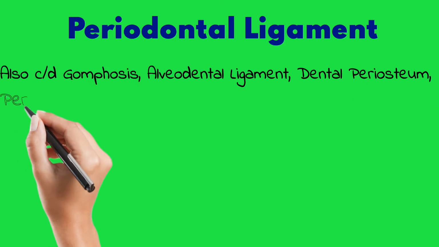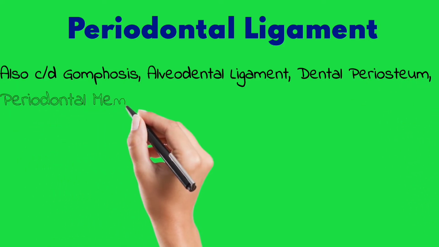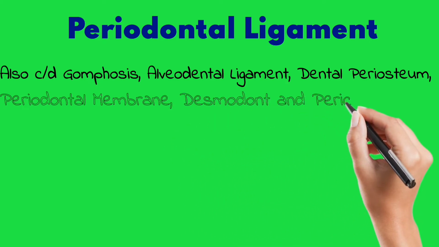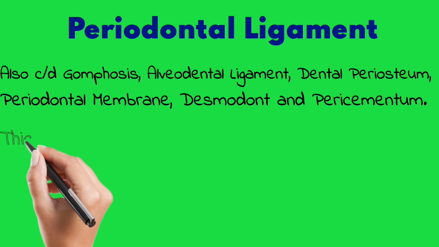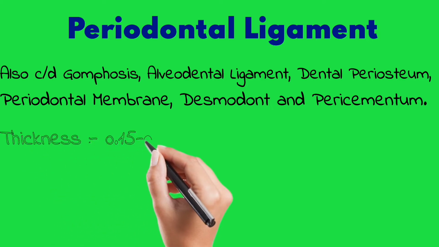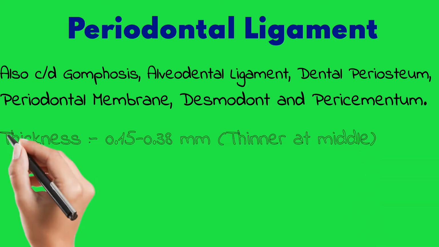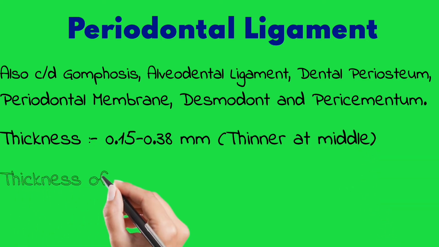Next we'll learn the different names of the periodontal ligament. Periodontal ligament is also called the gomphosis, alveodental ligament, dental periosteum, periodontal membrane, desmodont, and pericementum. You need to remember all these names, okay?